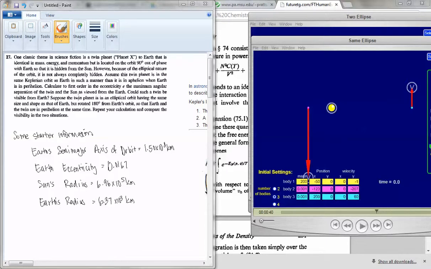Calculate, to first order in eccentricity E, the maximum angular separation of the two and the Sun as viewed from the Earth. Could such a twin planet be visible from Earth? Now suppose that the twin planet has an elliptical orbit having the same size and shape as Earth's, but rotated 180 degrees from the Earth's orbit, so that Earth and the twin are at perihelion at the same time. Repeat your calculation and compare the two situations.